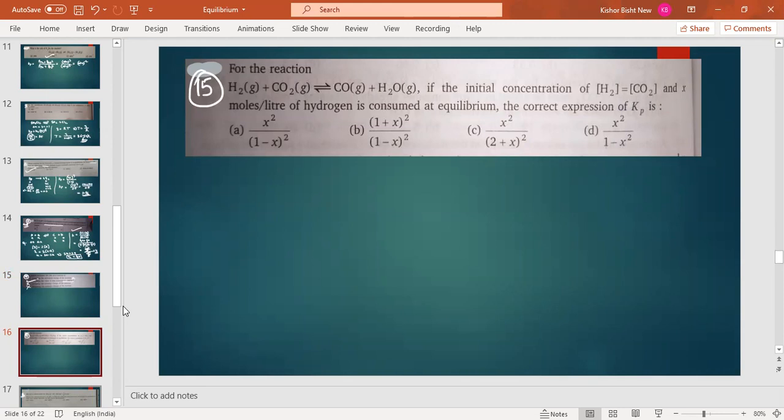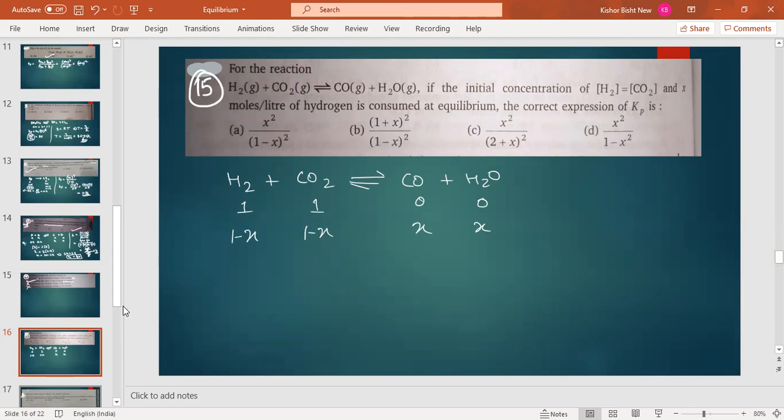Question 15. H2 plus CO2 gives CO plus H2O. If the initial concentration of H2 is equal to CO2 and x mole per liter of hydrogen is consumed at equilibrium, the correct expression of Kp is to be found. H2 plus CO2 reversible CO plus H2O. Initial concentration of both are equal. I am taking 1, 1, 0, 0. Then after equilibrium, x mole per liter of hydrogen is consumed. It means x and x are formed. Consumed means 1 minus x remaining and 1 minus x remaining.